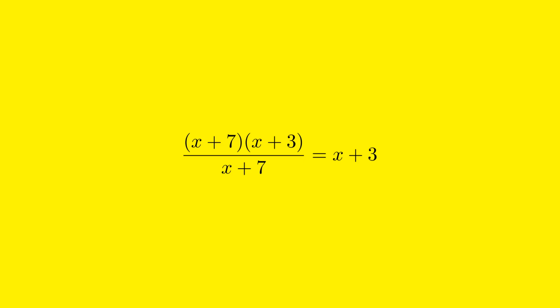Therefore, the simplified form of the rational expression is x plus 3. This is the final step. So the reduced form of x squared plus 10x plus 21 over x plus 7 is simply x plus 3.